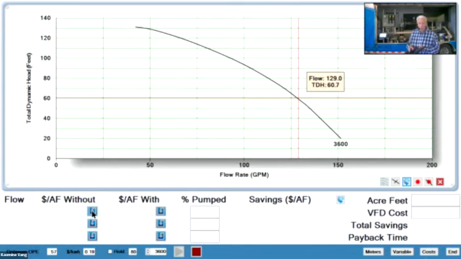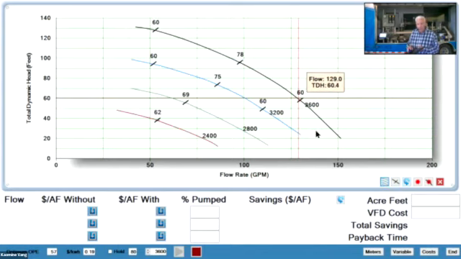So at full speed, I'm going to set it up. I'm going to go ahead and put all my curves here. I have different speed curves for different speeds here, as you can see. You see 3,600 RPMs, 3,200 RPMs, 2,800 RPMs, 2,400 RPMs, okay? They show how the efficiencies fall across it and everything else. I'm going to set up this first condition as our number one condition, we need 129 gallons a minute.